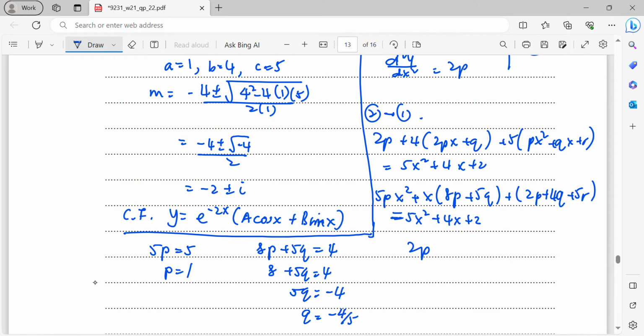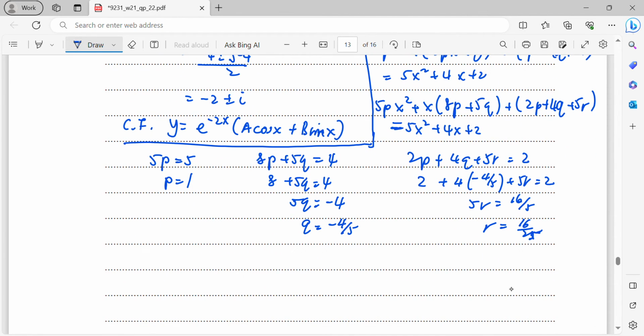Then lastly, 2p plus 4q plus 5r, which is a constant. So now you replace. p is 1, the q is minus 4 over 5, plus 5r equals to 2. Then from here, when you simplify, your 5r is 16 over 5. Hence, your r is 16 over 25. Okay, so my particular integral, my y is x squared minus 4 over 5 x plus 16 over 25.